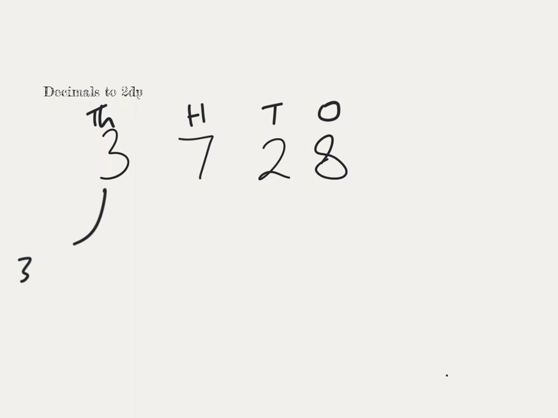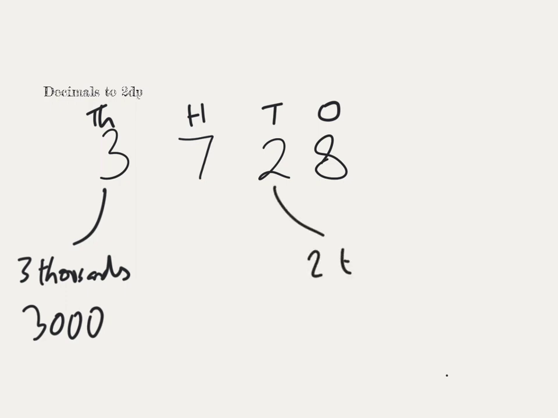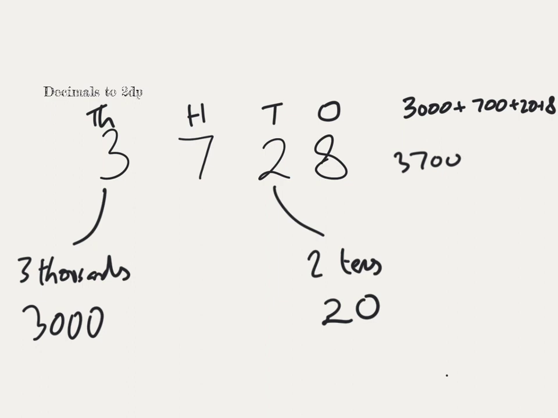The value of the 3 is 3 thousands, or 3,000. I know the value of the 2 is 2 tens, or 20. I know there are 3 thousands, 7 hundreds, 2 tens, and 8 ones. So I could say 3,000, add 700, add 20, add 8. I could do that in some different ways. I could do that as 3,700, add 28. I could do that as 2,000, add 1,720, add 8. There are many different ways of doing that.